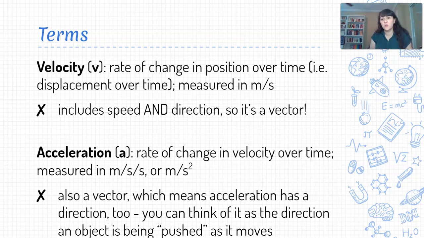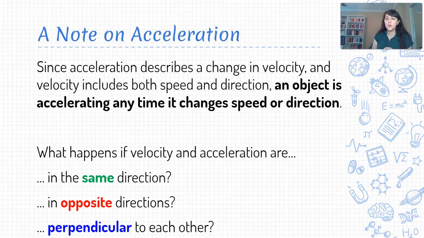Now, acceleration is also a vector. So direction also matters for acceleration. Oftentimes people struggle a little bit more to understand what does that mean. Like I can see the direction of velocity, that's the direction you're moving in, but what about acceleration? For now, I would say think of acceleration as the direction that an object is being pushed or propelled to get a sense of which way the acceleration is going. All right. Now, a quick note on acceleration. Since acceleration is a change in velocity, and velocity includes both speed and direction, acceleration can include any change in speed or any change in direction.